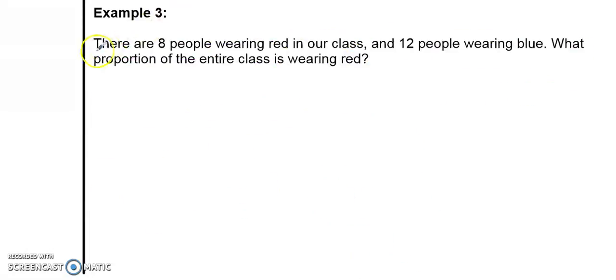In example 3, it says there are 8 people wearing red in our class and 12 people wearing blue. What proportion of the entire class is wearing red? Okay, so again, what's the important information here? I've highlighted the 8 people wearing red and the 12 people wearing blue, but you might have missed that actually they're also talking about the entire class. So it's going to be important to know how many people are in the entire class as well.